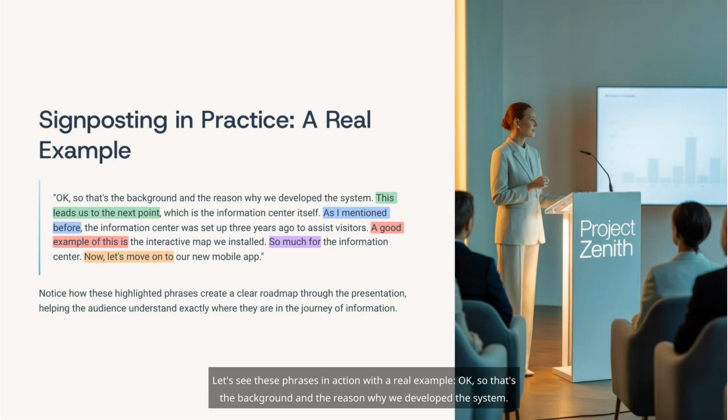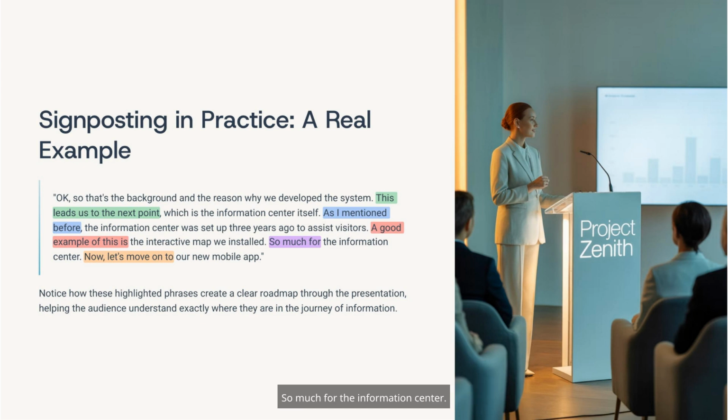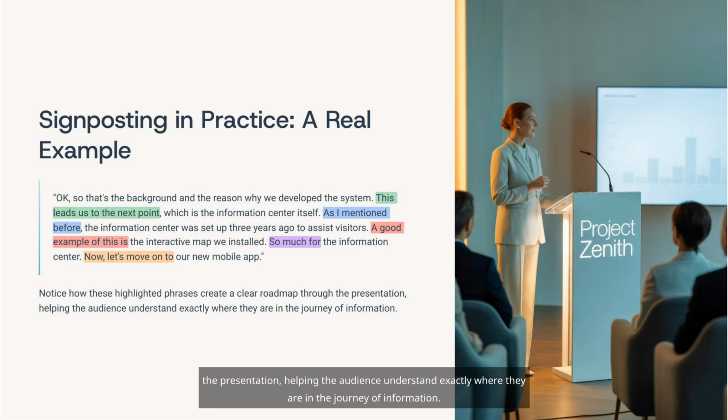Let's see these phrases in action with a real example. Okay, so that's the background and the reason why we developed the system. This leads us to the next point, which is the Information Center itself. As I mentioned before, the Information Center was set up 3 years ago to assist visitors. A good example of this is the interactive map we installed. So much for the Information Center. Now, let's move on to our new mobile app. Notice how these highlighted phrases create a clear roadmap through the presentation, helping the audience understand exactly where they are in the journey of information.